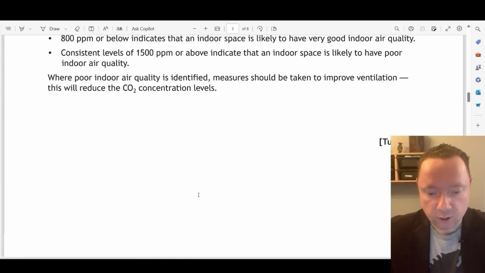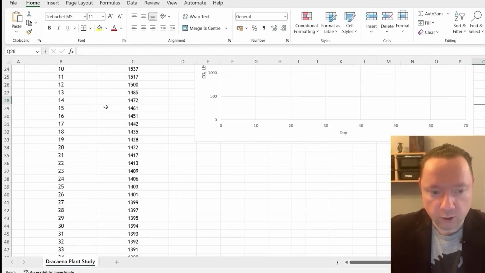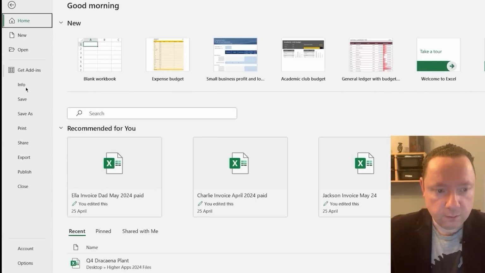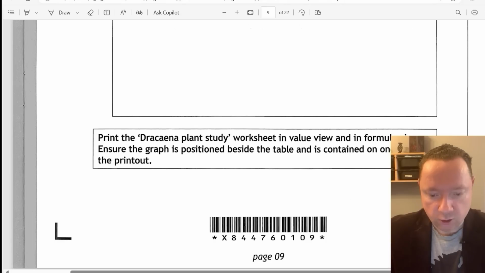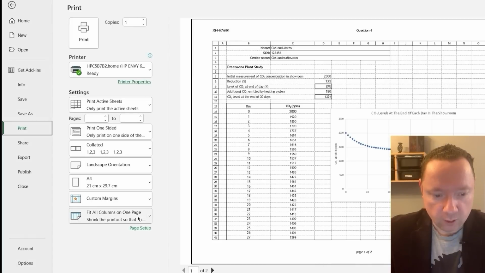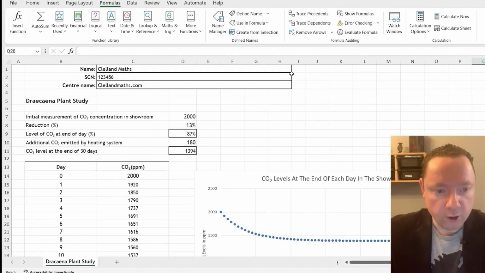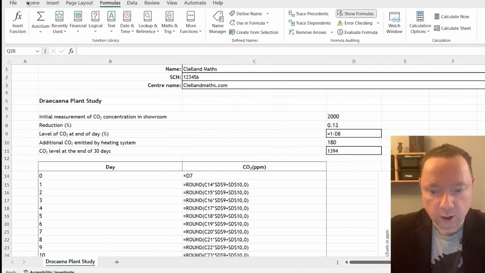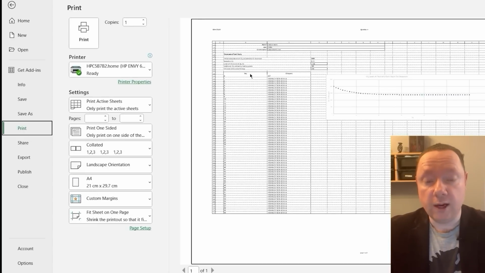So let's see what else to do with this question. Just print it in value and formula view. So you just go to File, Print, that's just value view. You have to make sure that your graph is beside the table and on one page. So fit on one page, which I've already set, that's fine. And then if you want formula view, you go to Formula, Show Formulas, File again, Print, and you can see it in formula view there with all the formulas shown. And that's done for that question.